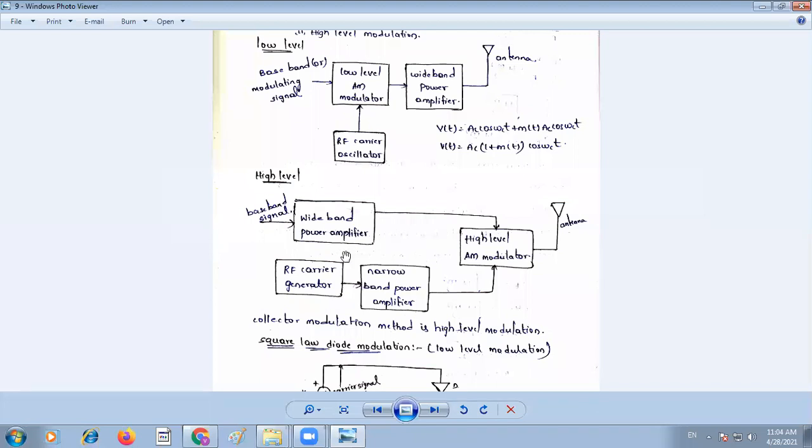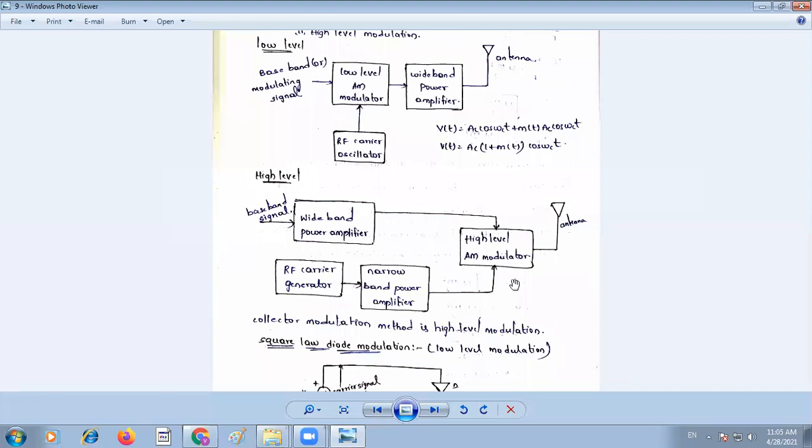In high level modulation, before modulation, the signal is power amplified. The baseband signal is given to a wideband power amplifier to amplify the signal, and for the carrier, a narrow band power amplifier is used to amplify. After amplification, these two signals are given to the high level modulator, then the modulation takes place. Then the signal is given to the antenna to radiate. That is high level modulation. The best example of high level modulation is the collector modulated method, or the switched modulator method.